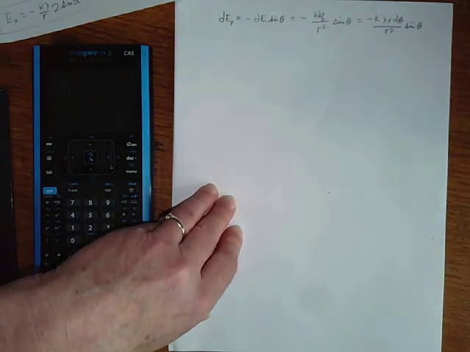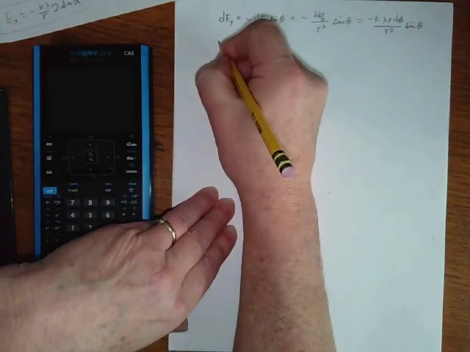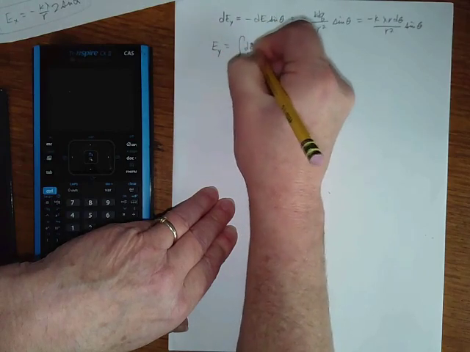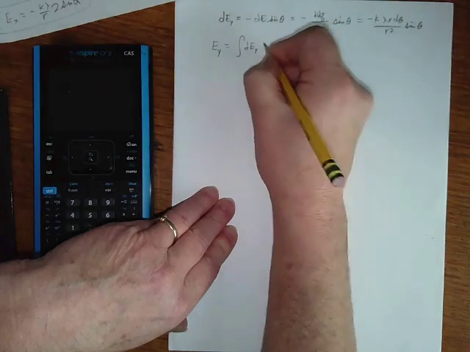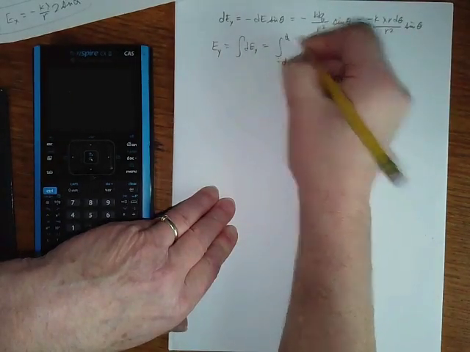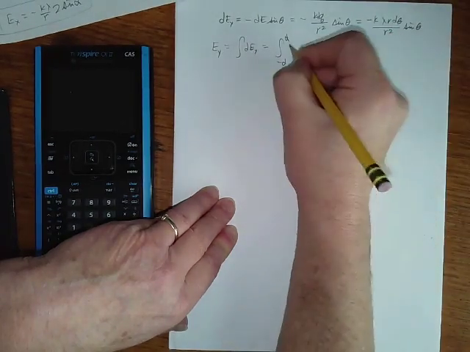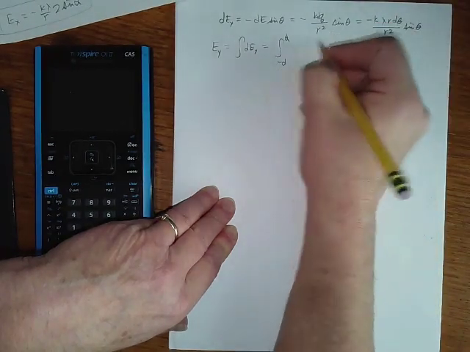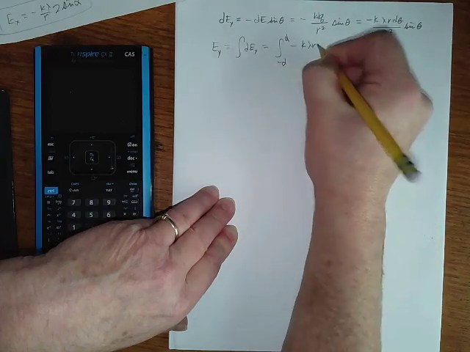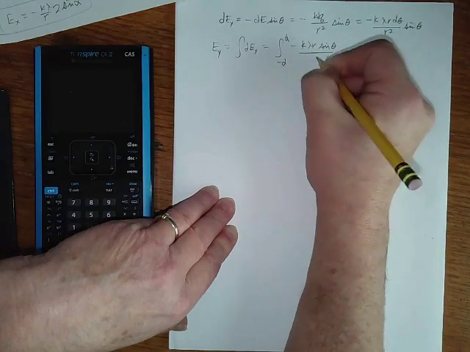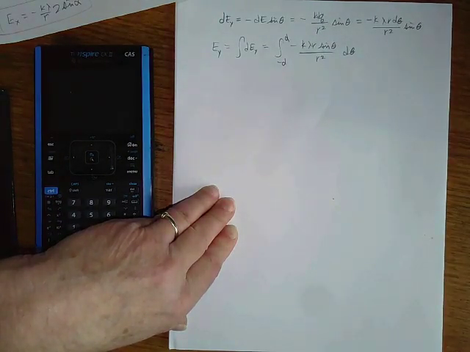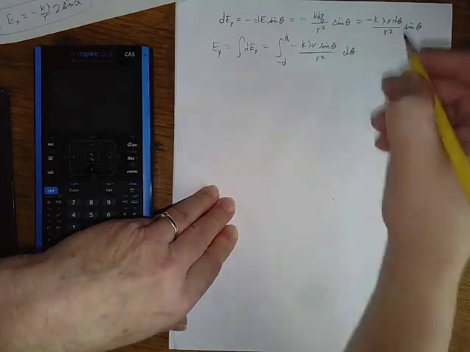Alright, so we've got our dE_y, and then we want our actual full E_y. To get that, we have to do our nice integral. Again we go from negative alpha to alpha of, let's just rewrite it, negative k lambda r sine theta over r squared d theta. Hopefully I didn't lose anything there. Looks good.